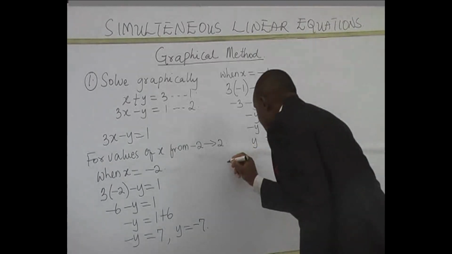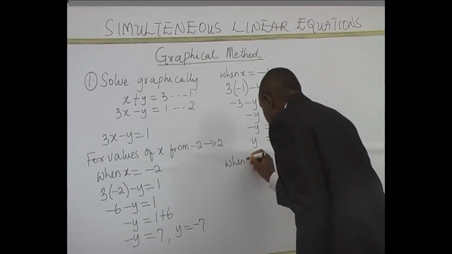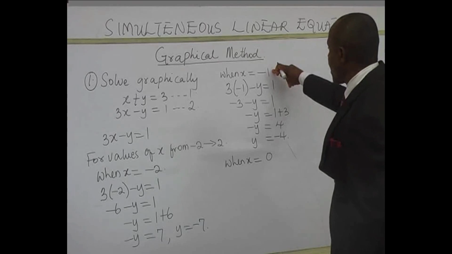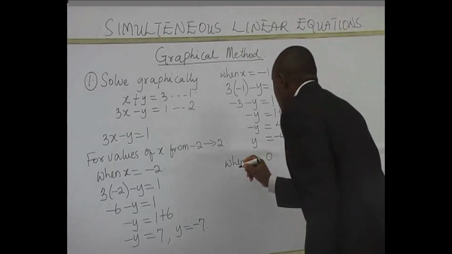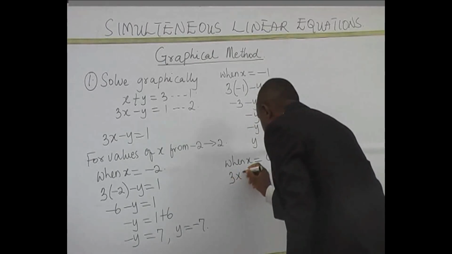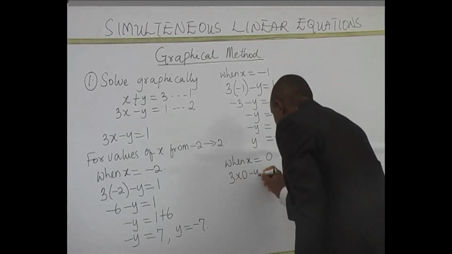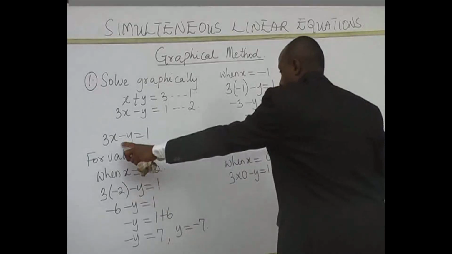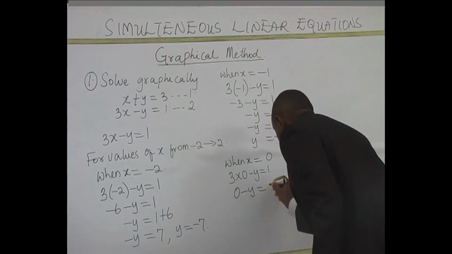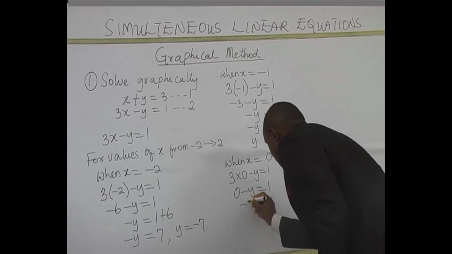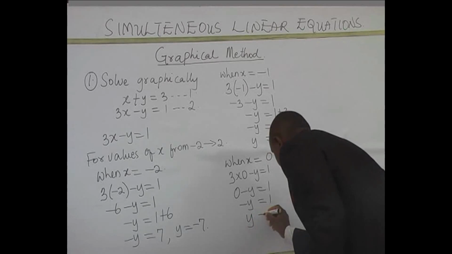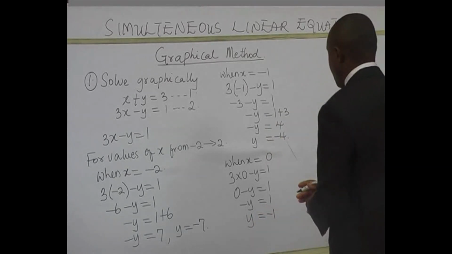The next is when x is equal to 0. The next number after minus 1 is 0. So we are going to have from our equation 3 times 0 minus y is equal to 1. 3 times 0 is 0, minus y is equal to 1. What you have here is minus y is equal to 1. And if minus y is 1, that means y is minus 1.